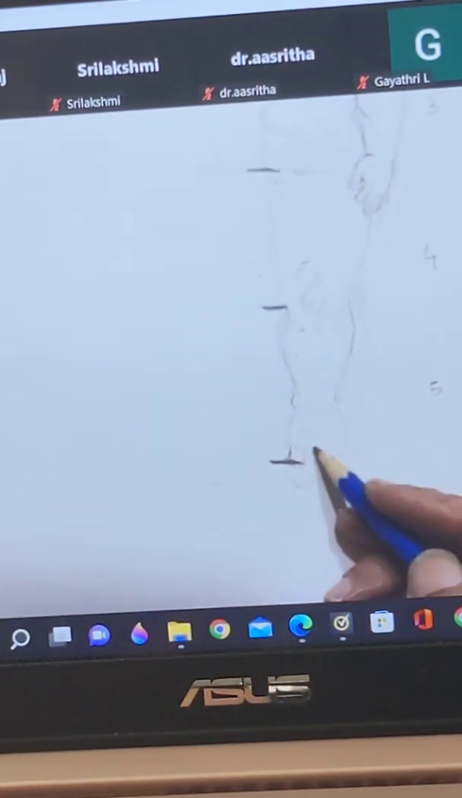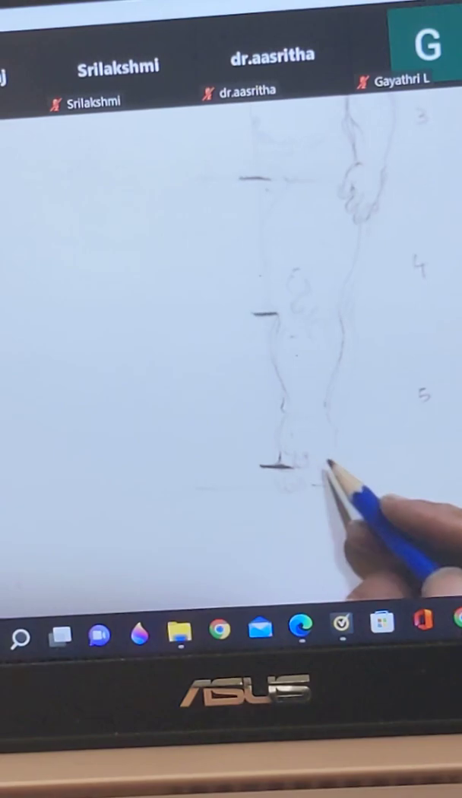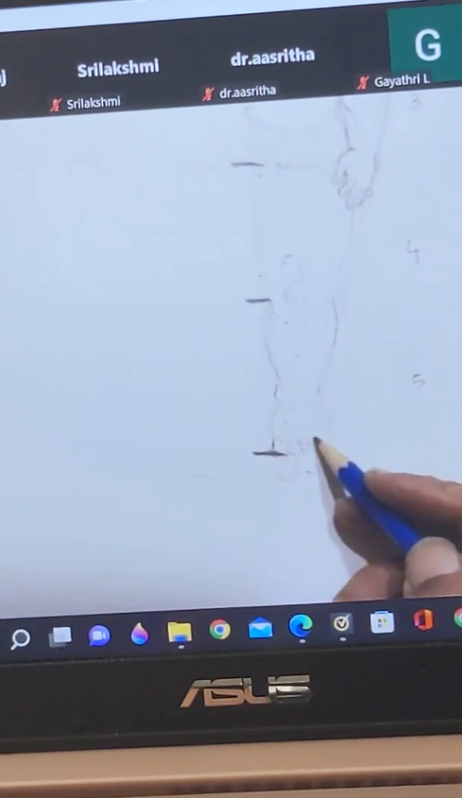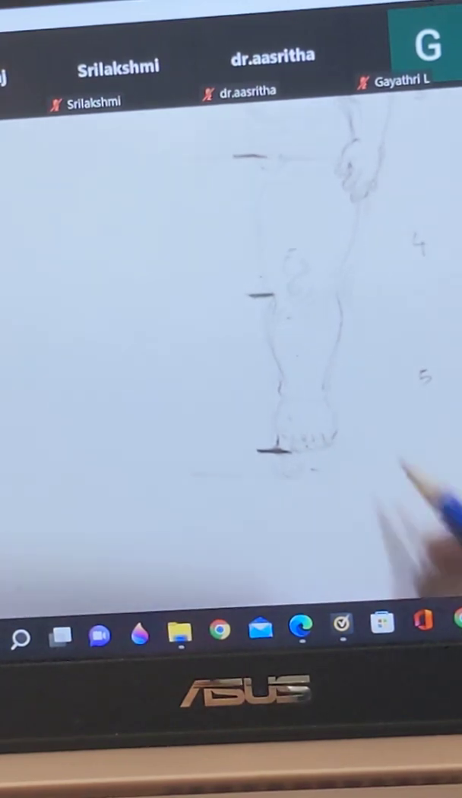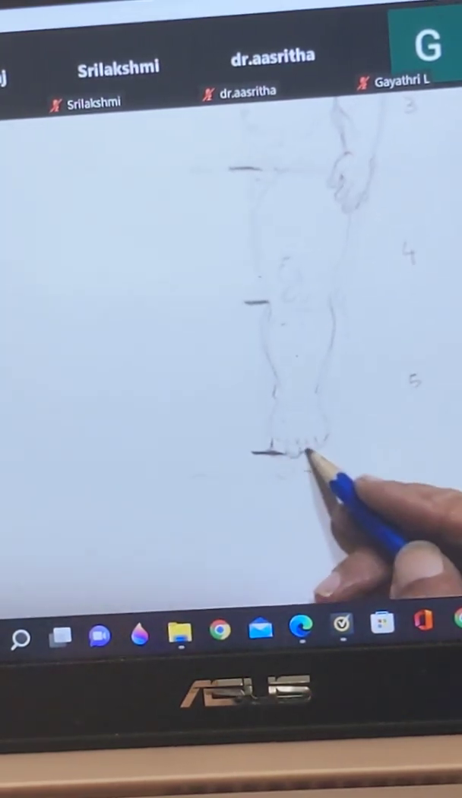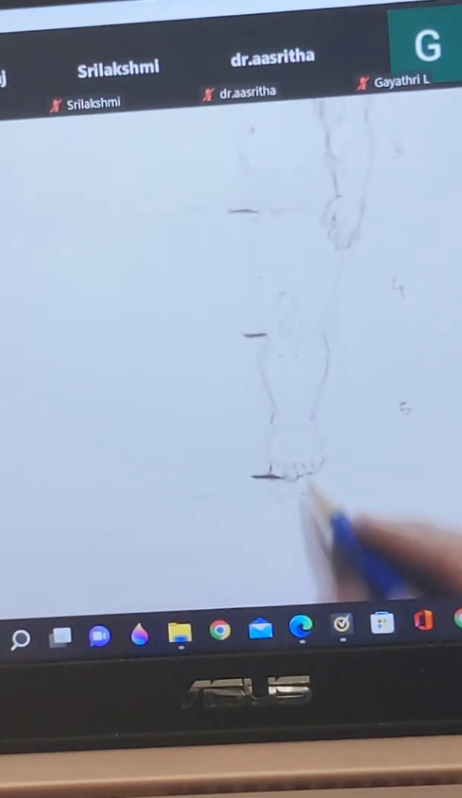So even the toes and the fingers have to be round. I hope everyone followed the proportions so far.